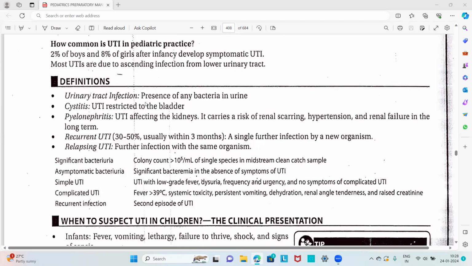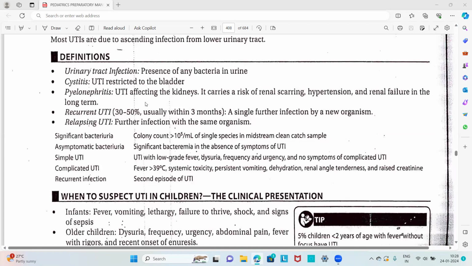About the definition: the presence of any bacteria in the urine is called urinary tract infection. UTI restricted to the bladder is called cystitis. UTI affecting the kidney is called pyelonephritis, and it carries the risk of renal scarring, hypertension, and renal failure in the long term. Recurrent UTI is a single further infection by a new organism. Relapsing UTI is further infection with the same organism.